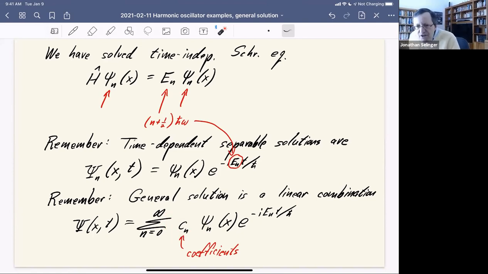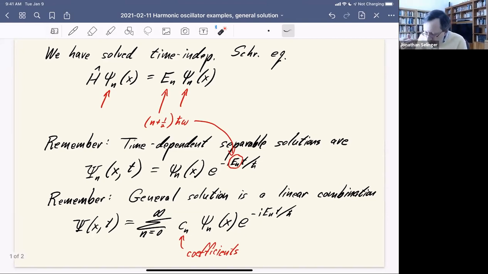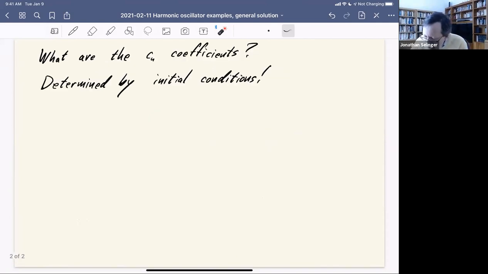But for a specific initial condition, that only works with the right C coefficients. So how do you get from the initial condition to the C coefficients? That again works in just the same way as for the particle in a box, right? That is, there are different possibilities depending on how lucky you are.